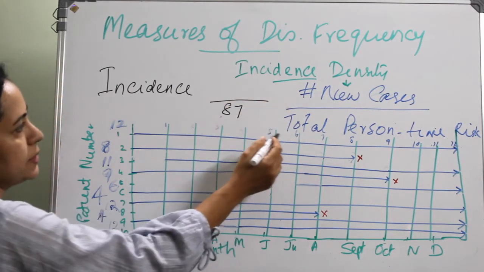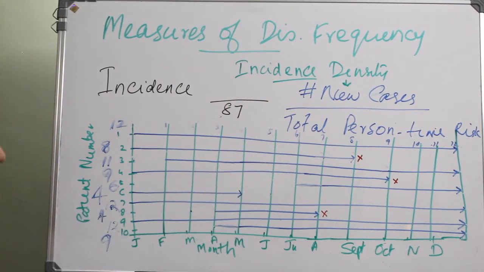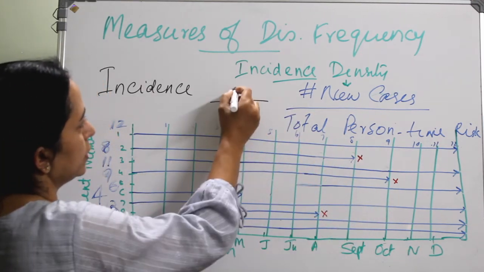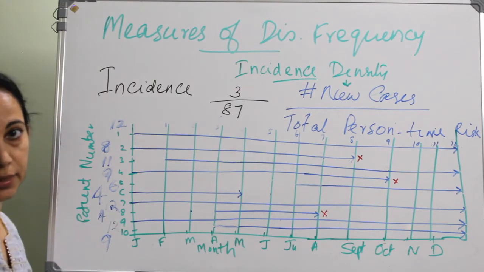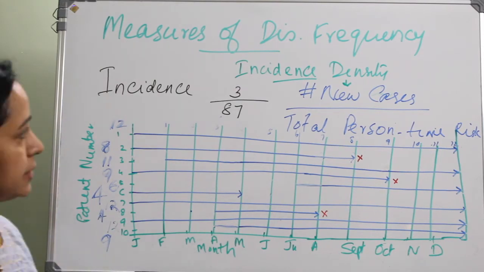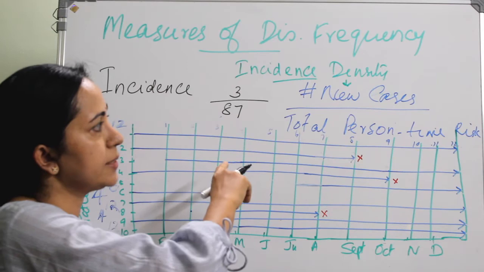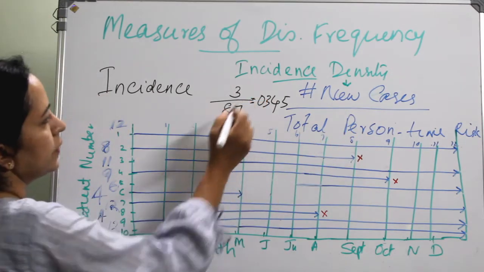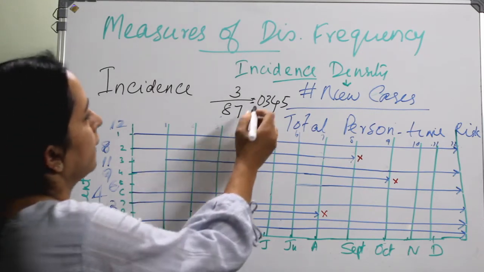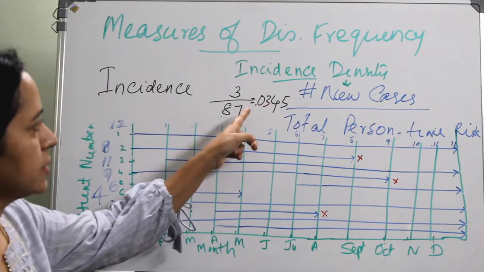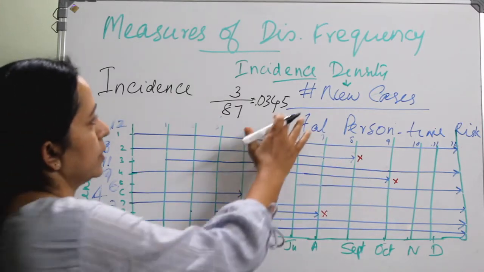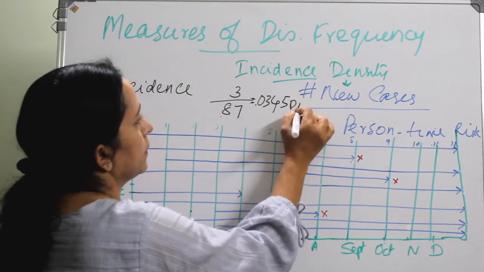So the denominator, the sum of person time at risk, is 87, and the new cases are 1, 2 and 3. So the numerator is 3. So the answer, the incidence density, is 3 by 87 person time at risk. This will come to around 0.0345 person month. These are calculated in months. Okay, so it will be per person month.